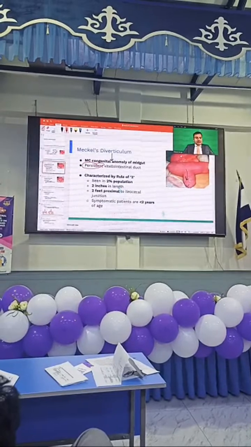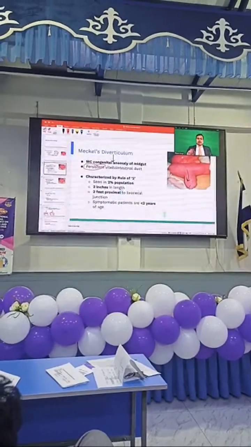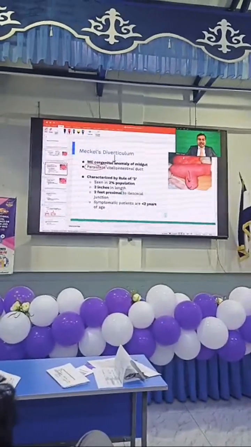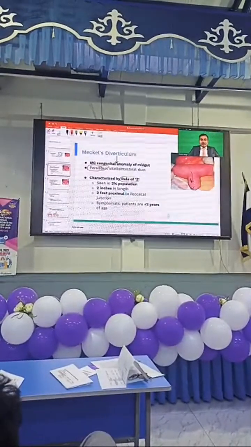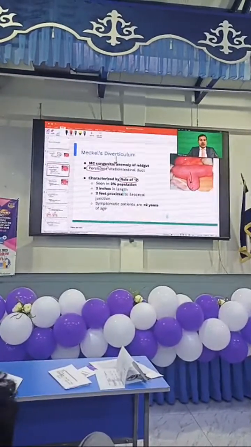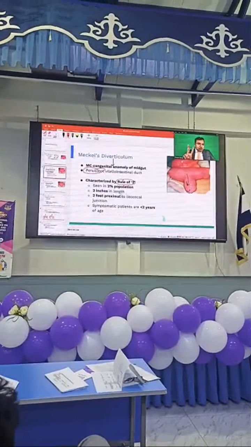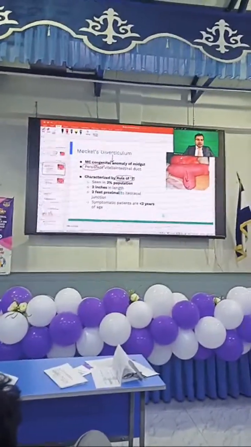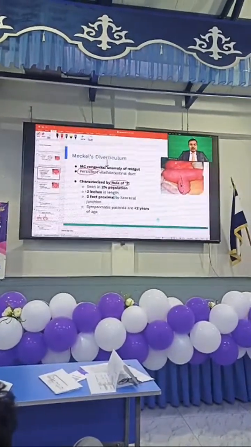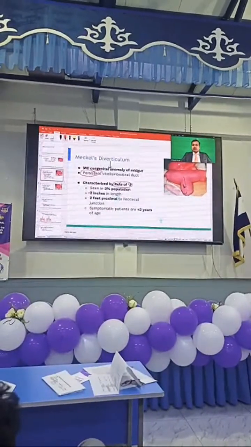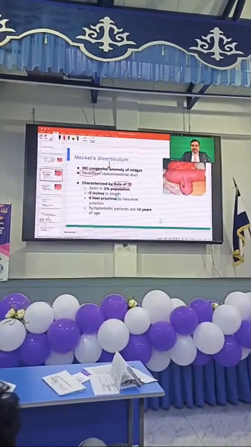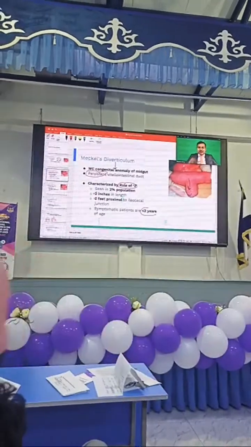Clear? Now, the question frequently asked in exams is that it is characterized by the rule of two. So what is this rule of two? Meckel's diverticulum is seen in 2% of the population, is 2 inches in length, is located 2 feet proximal to the IC junction, and symptomatic patients are less than 2 years of age.